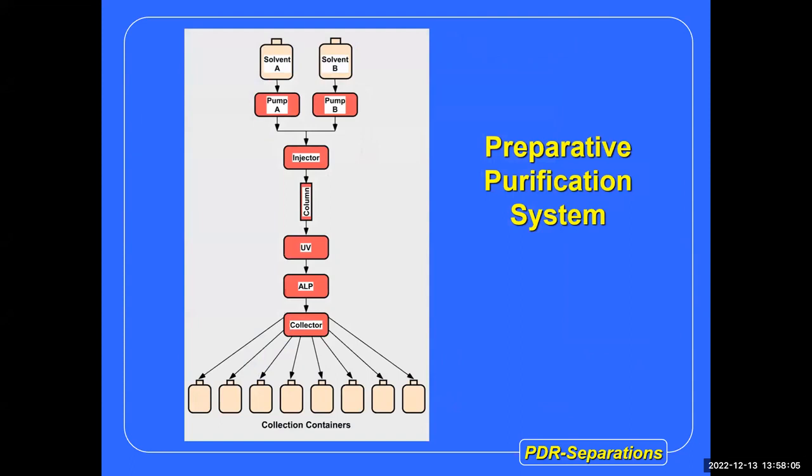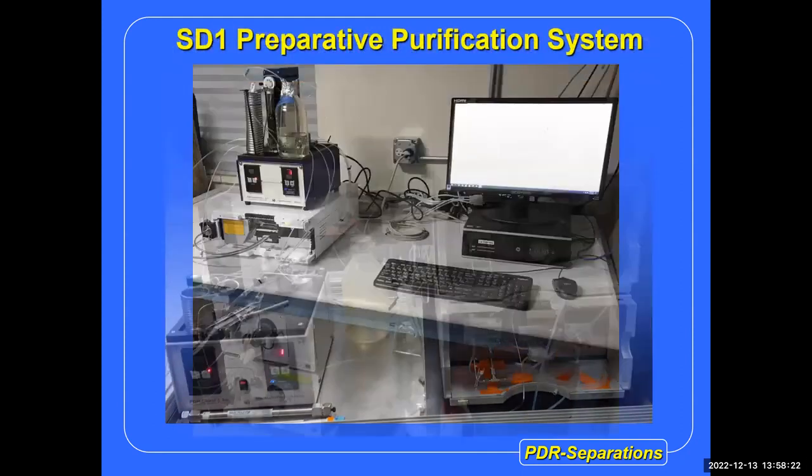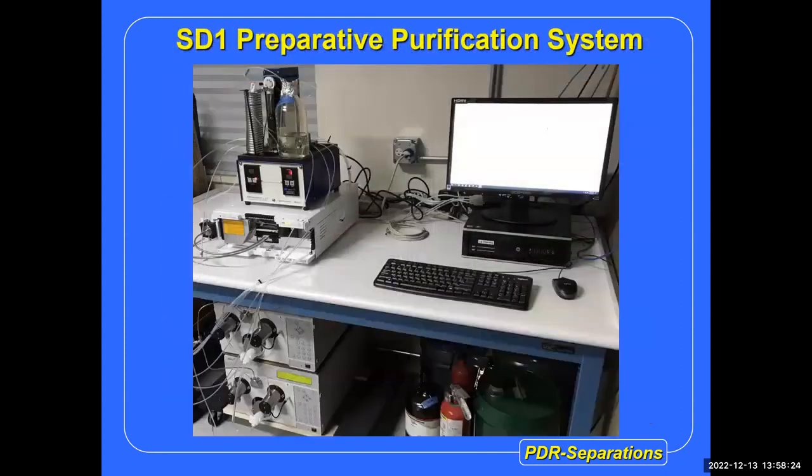This is my idea of a preparative purification system. We do not collect fractions, we collect peaks. Our software is sophisticated enough to put the right peak in the right bottle. This is an example of a methods purification system based on adjuvant. Here's a larger scale one based on SD1.